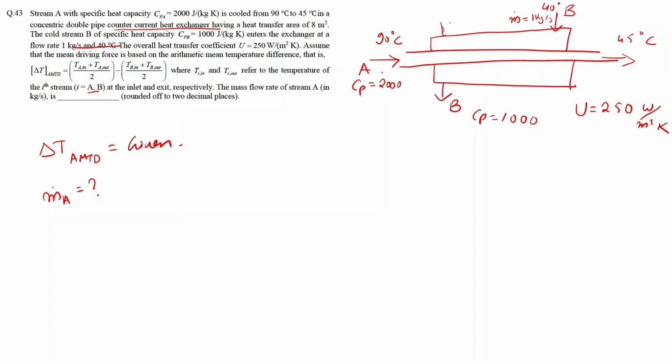So yes, for the A stream we have the inlet temperature and outlet temperature, whereas for the B stream we only have the inlet temperature. So we also need to find the outlet temperature over here. Let's just call it T out. So we can write a simple energy balance for the hot fluid, cold fluid, and the heat exchange across the heat exchanger.